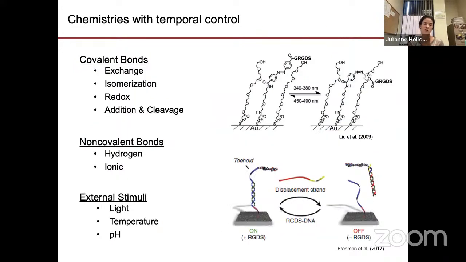A lot of different groups have been really interested in this as well. There have been a lot of different chemistries that exhibit temporal control that have been explored for different tissue engineering applications. Everything from the use of covalent bonds to non-covalent bonds to different types of external stimuli have been explored. One thing that's important to note is that when you think of cell culture and in vivo studies, it can be quite difficult to change temperature and pH within what's relevant or acceptable for cell culture. But also you have to realize that any changes in temperature and pH may also change the cell signaling. So a lot of times those types of external stimuli are not ideal.